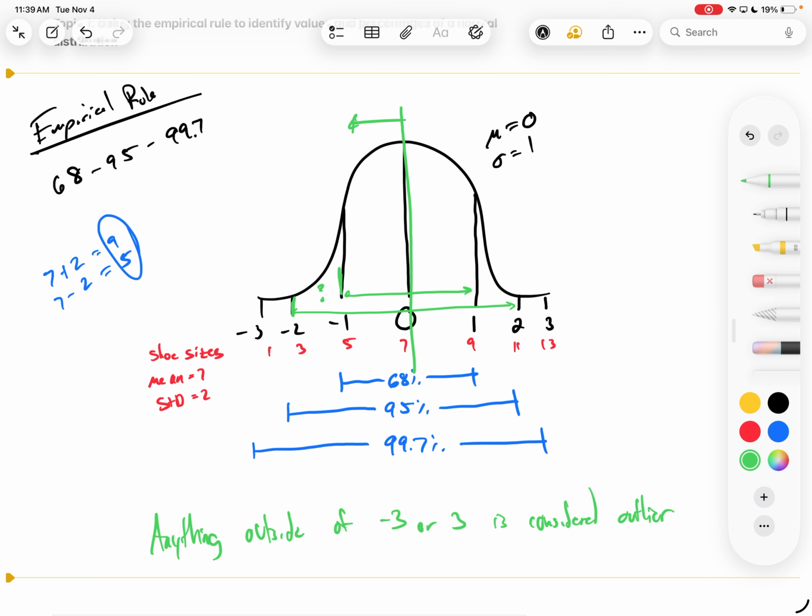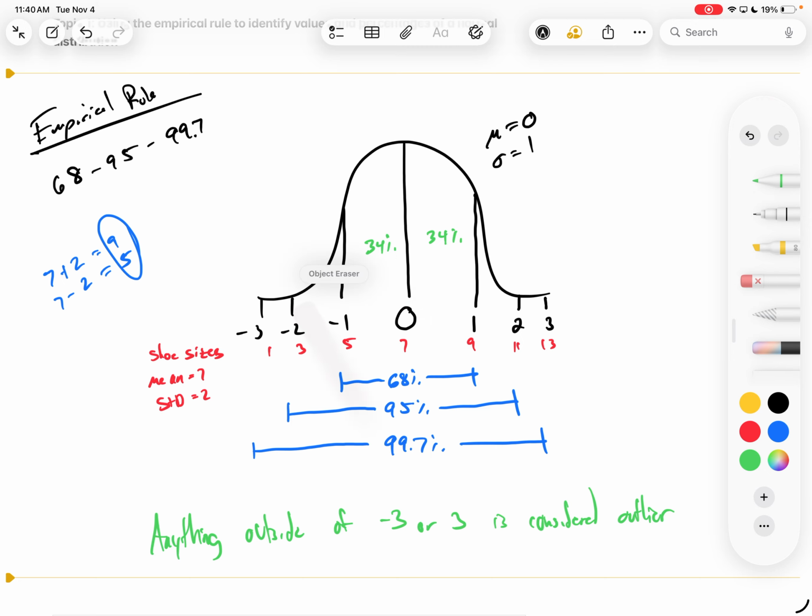Actually, answer this question first. If this is 68%, how much is right here, between 0 and 1? 34. Okay? So you can actually start breaking down each little category.